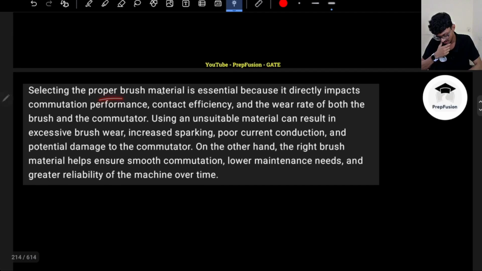So selecting the proper brush materials is essential because it directly impacts commutation performance, contact efficiency, wear and tear, right? Of course it will lower the efficiency of the machine, it will lower the life of the machine, all those things will happen. So that's why maintaining proper efficiency is important.